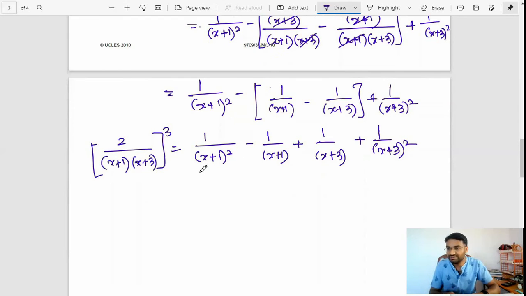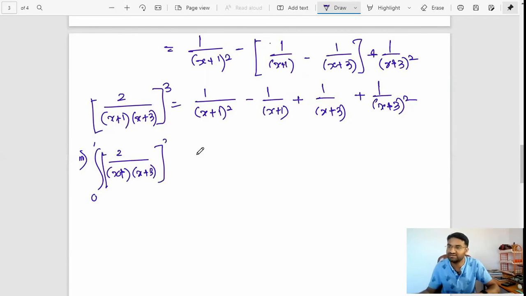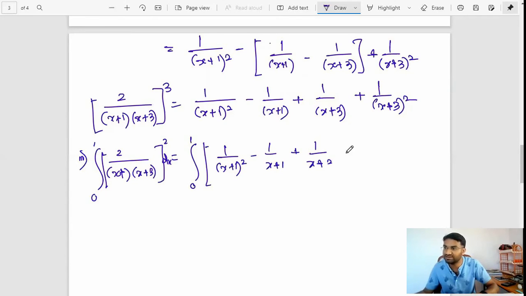Now next, in the third part you have to take the integration of this left side, 0 to 1, 2 upon (x plus 1)(x plus 3) whole bracket square, means integration of this dx actually. So 0 to 1 whole 1 upon (x plus 1) bracket square minus 1 upon (x plus 1) plus 1 upon (x plus 3) plus 1 upon (x plus 3) bracket square and dx. Okay, so simply here all this part on the right hand side.